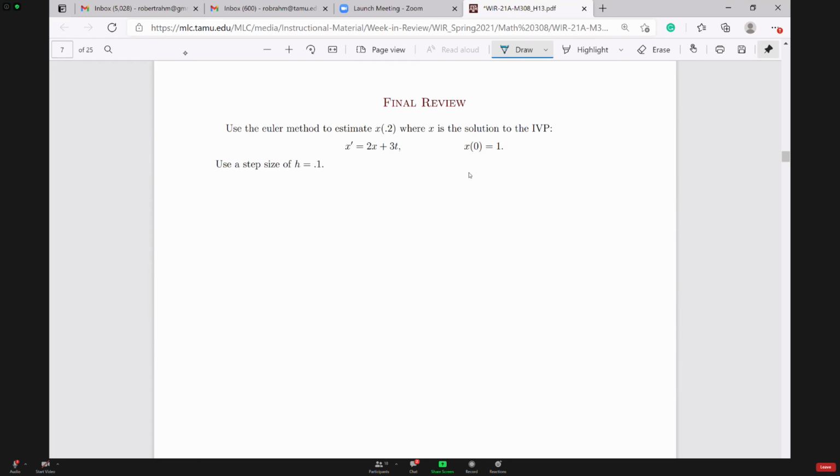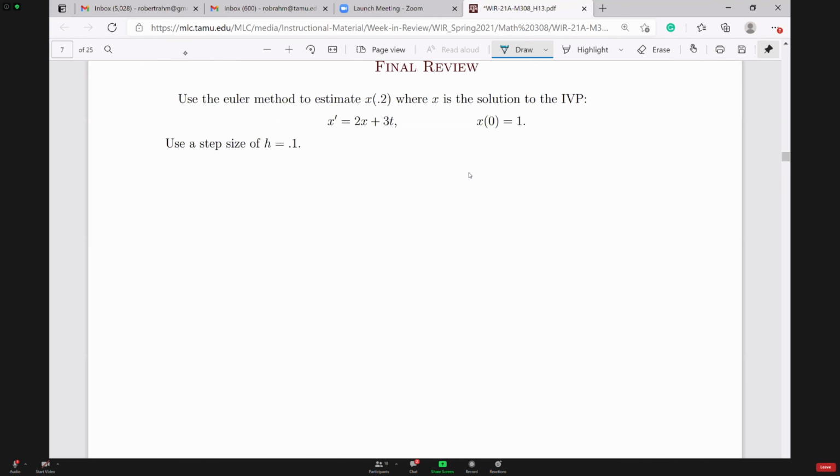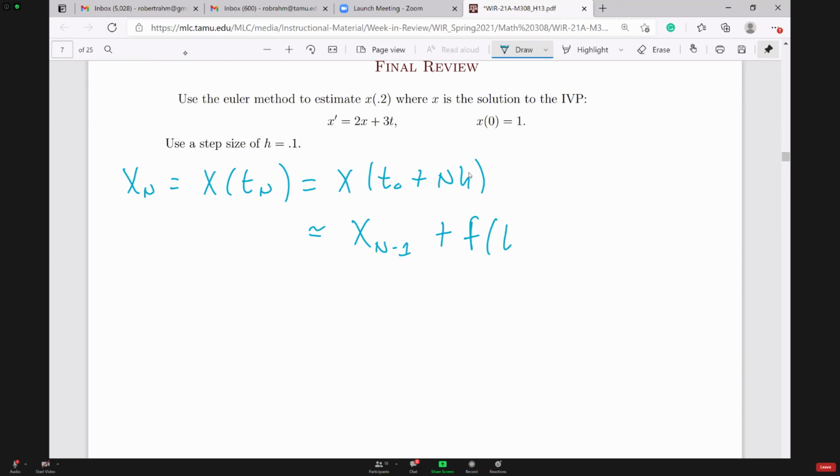Okay, so I want to use the Euler method to estimate x of 0.2, where x is a solution to the initial value problem, using a step size of 0.1. So basically, we know x of 0. We're going to use the Euler method to estimate x of 0.1 and use that to estimate x of 0.2. So the Euler method says x_n equals x of t_n, which is x of t0 plus n times h, and this is approximately equal to x_{n-1} plus f of t_{n-1}, x_{n-1} times h, where this is f of t, x.